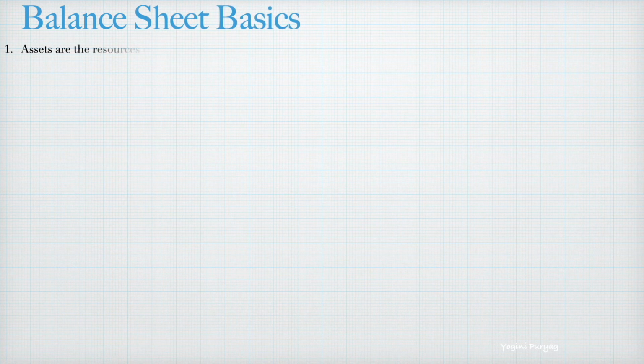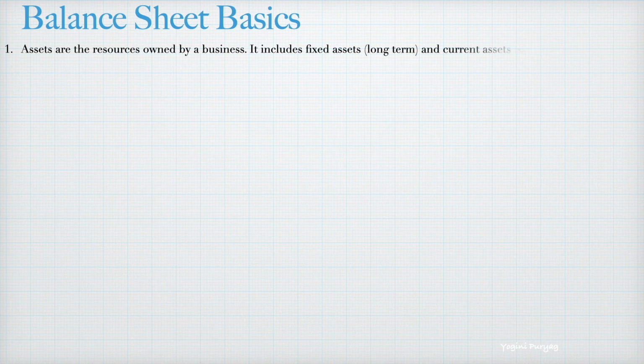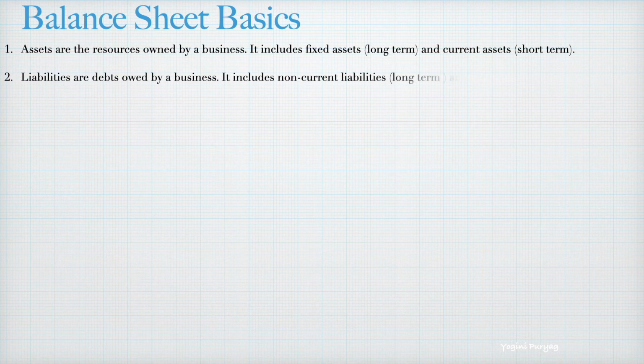Assets are the resources owned by a business. It includes fixed assets, long-term, and current assets, short-term. Liabilities are debts owed by a business. It includes non-current liabilities, long-term, and current liabilities, short-term.